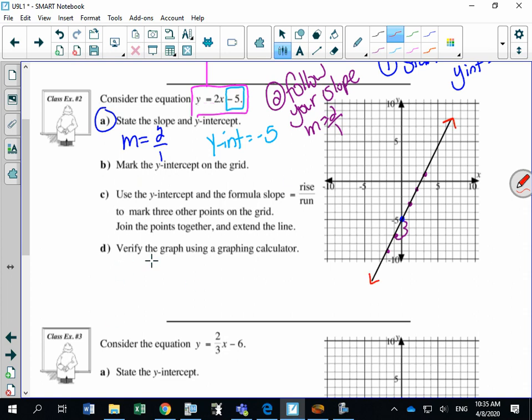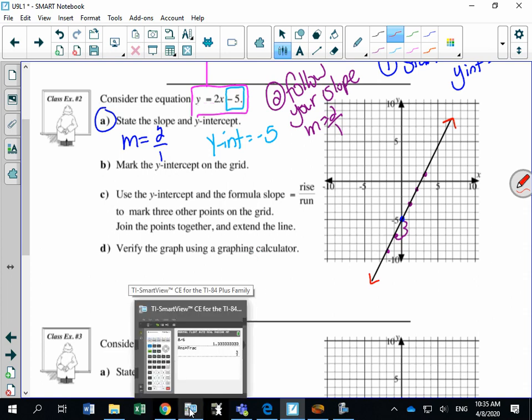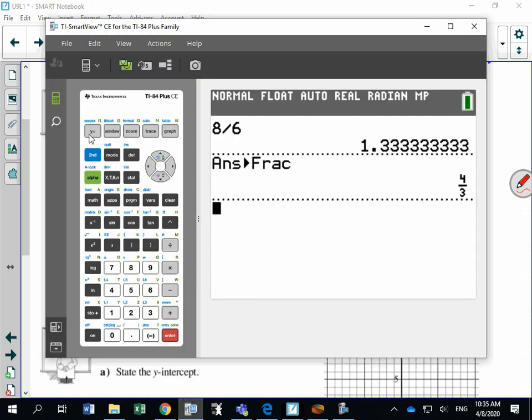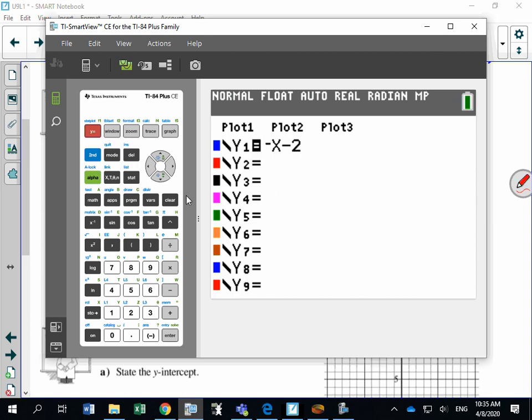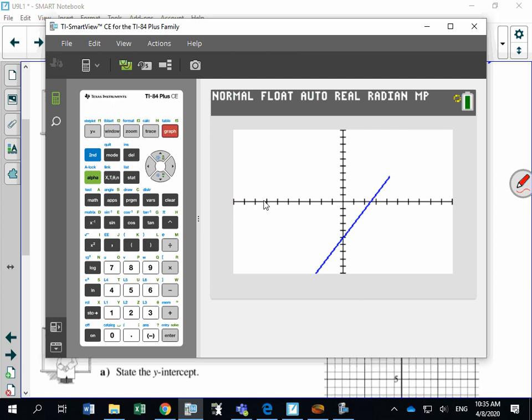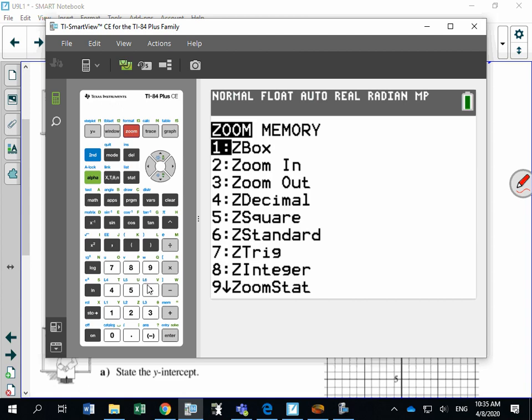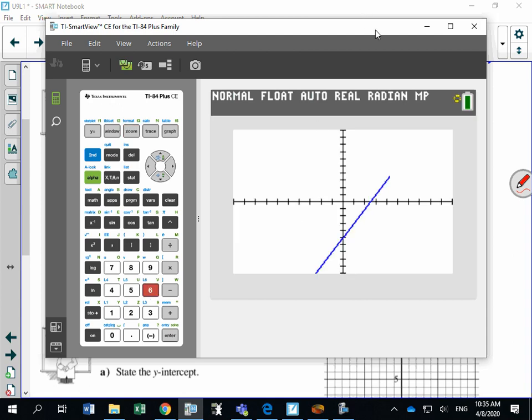Okay, D says verify the graph using a graphing calculator. So if I was to do that, I need to punch in 2x minus 5. So go to y is equal to, clear what you have, and type in 2. Here's your x minus 5, and you hit graph. If your window looks a little bit off and it's not a standard 10 by 10 window, hit zoom 6. That resets it to a 10 by 10 window.